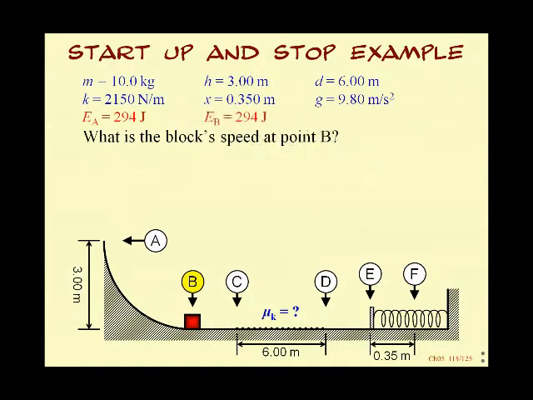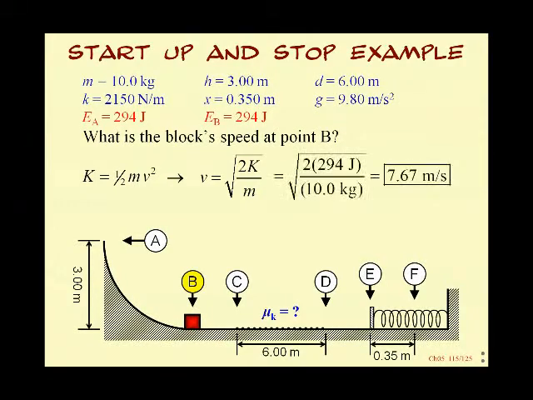What's the block's speed at point B? Well, that's going to be derived from our kinetic energy. So our kinetic energy equation is 1/2 mass times velocity squared. We know what the kinetic energy is, so we're going to rearrange the equation and solve for v as the square root of 2K over m. When we actually put the numbers in, we get the square root of 2 times 294 joules over 10 kilograms. And it turns out that our speed is going to be 7.67 meters per second. That's how fast the block is going as it slides toward that rough patch.